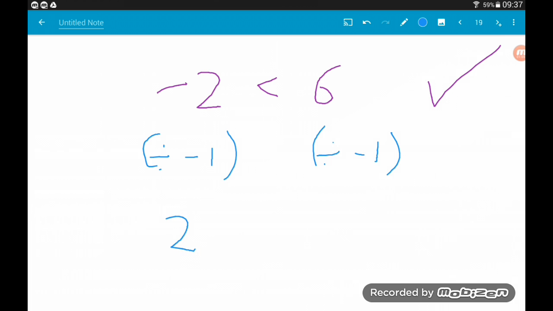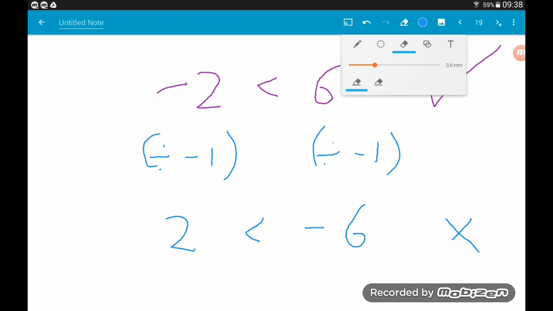So we've got +2, and then 6 divided by -1, well, that would give us -6. Now, is +2 less than -6? No, it's not. So when we divide inequalities by a negative, you have to flip the direction of the inequality sign. Otherwise, it all goes wrong.